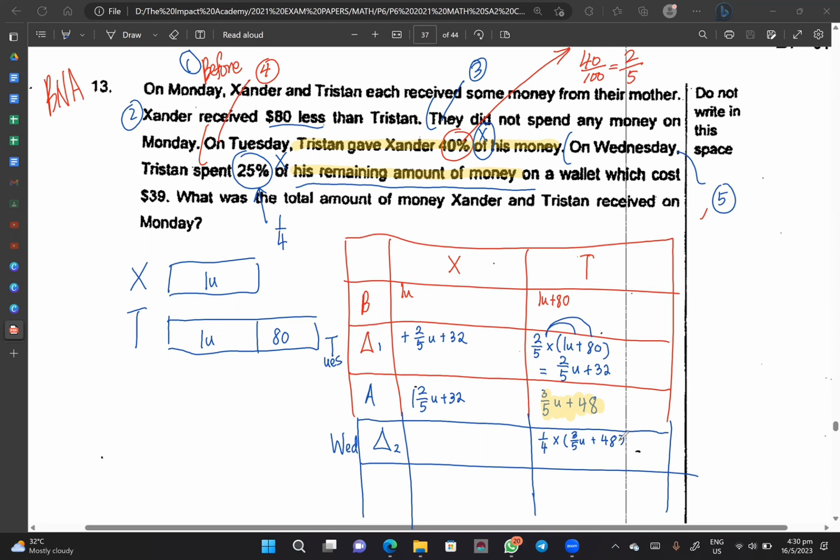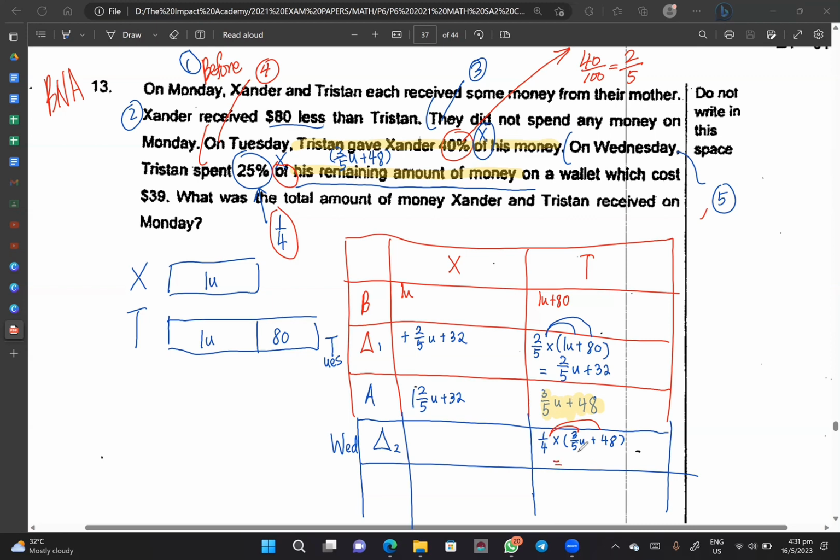Why? Because Tristan's remaining amount of money is actually how much? 3 over 5 units plus 48. This is his remaining amount of money. True? All right. So once I'm done with this, I'm going to do the same thing. I'm going to perform the rainbow method. Can you see that? So we are going to do 1 over 4 times 3 over 5.